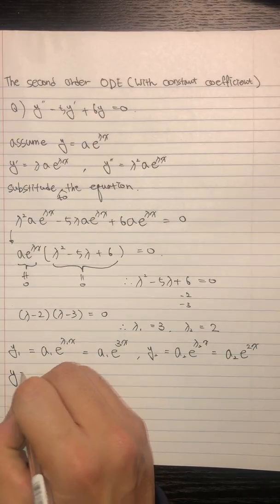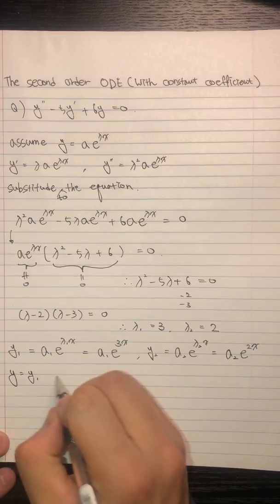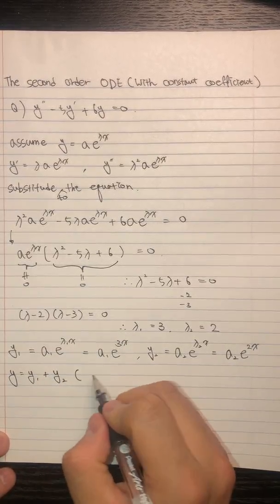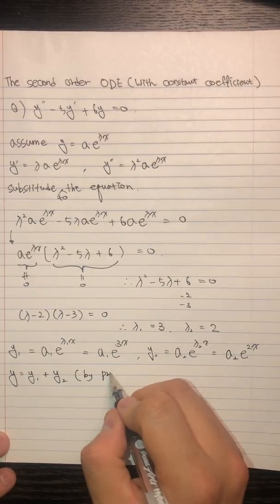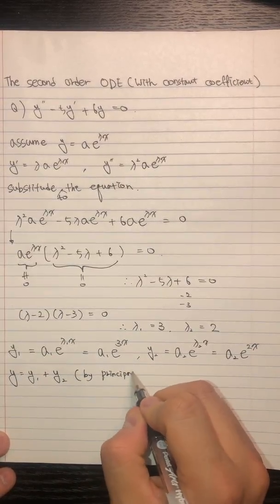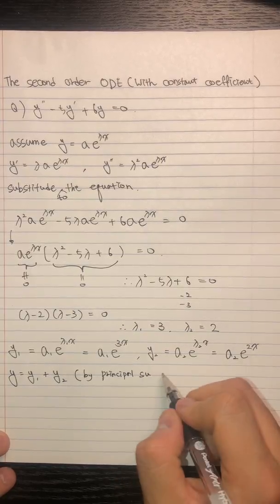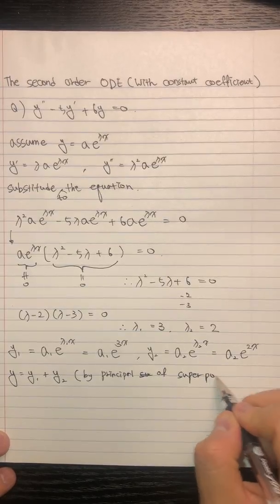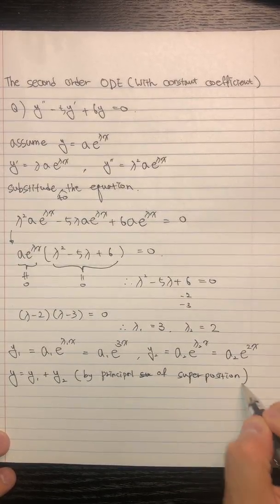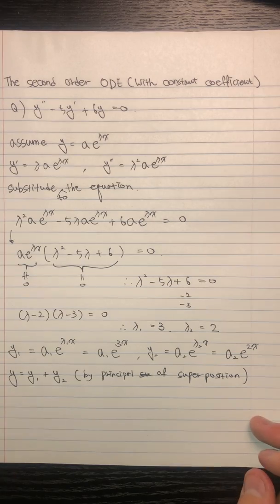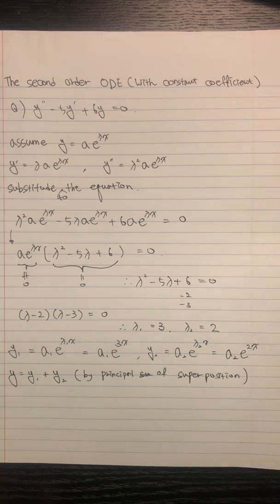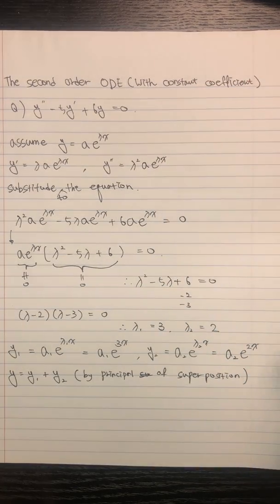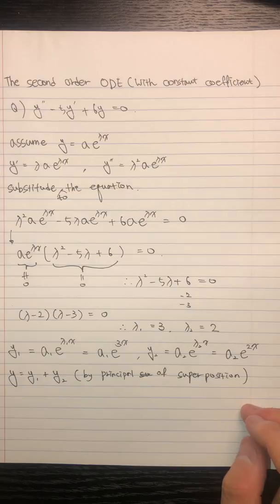So we can sum the answer of the y1, y2. Why? By principle of superposition. Principle of superposition. We can use principle of superposition because this system is linear, right? This equation is just a linear equation. So we can use the principle of the superposition.